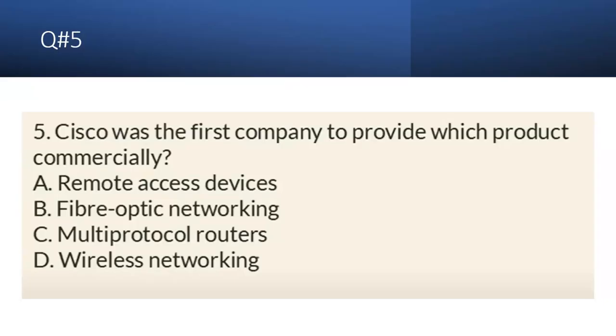Cisco was the first company to provide which product commercially? The options are remote access devices, fiber optic networking, multiple protocol routers, and wireless networking. The answer is C.